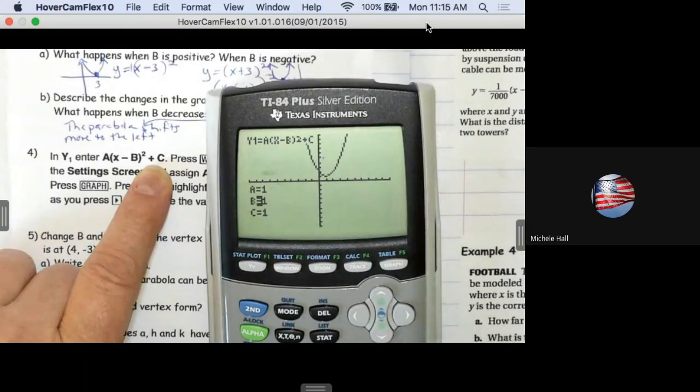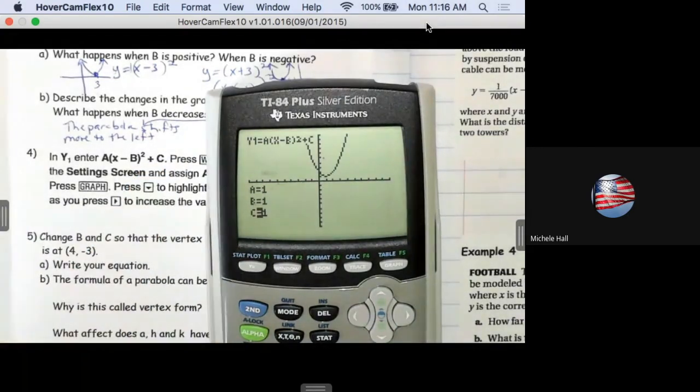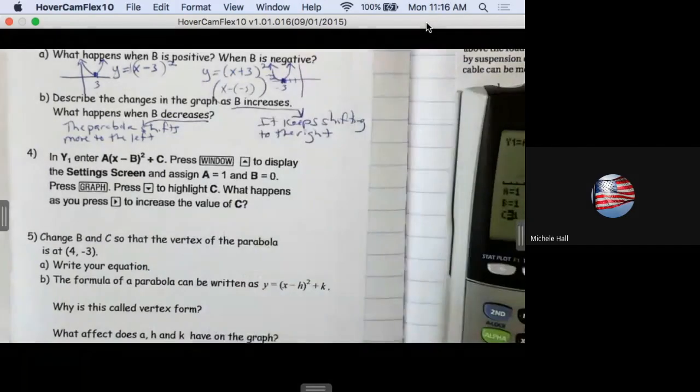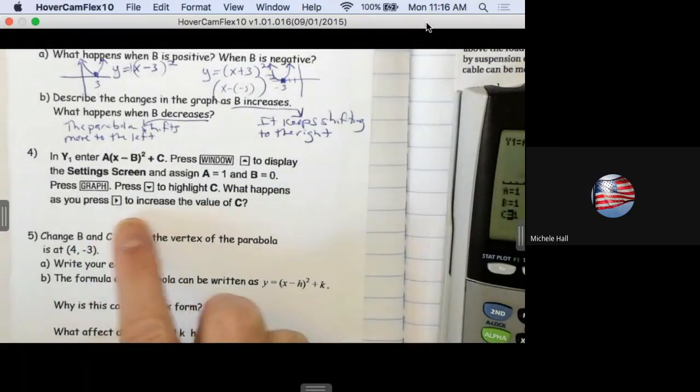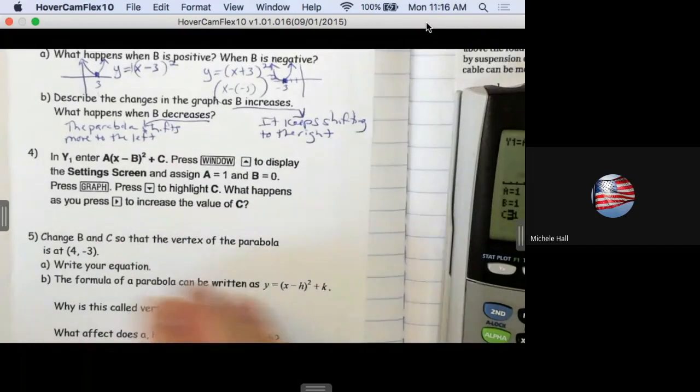And c is 1. Now I'm going to mess around with the c value, arrow down and here on the c. I like to punch in some kind of big number so I can see the thing jump. If I just punch in a smaller number, I don't always see what it's doing. So pick a number for c, a positive number, a negative number, and then describe what's happening to c here. What happens as you press to increase c? What happens when you're decreasing it?